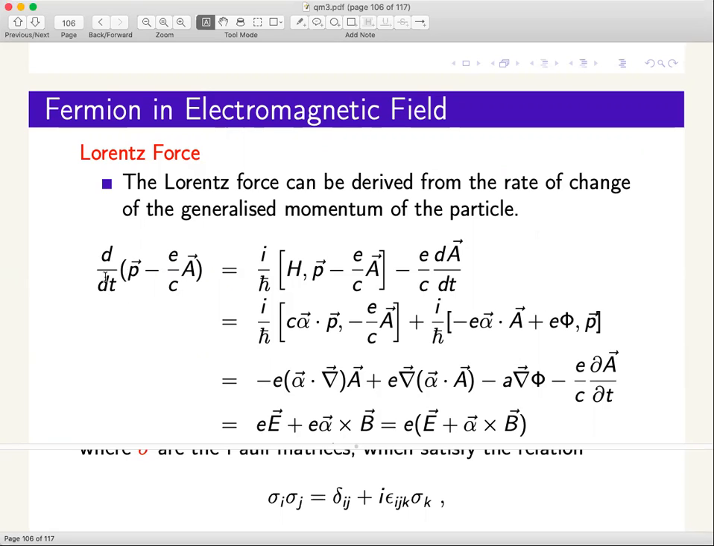Okay, so we look at d by dt of this. But we know that if you are looking at d by dt of that, that is the same as a commutator of the corresponding operator with the Hamiltonian. So here is a piece.